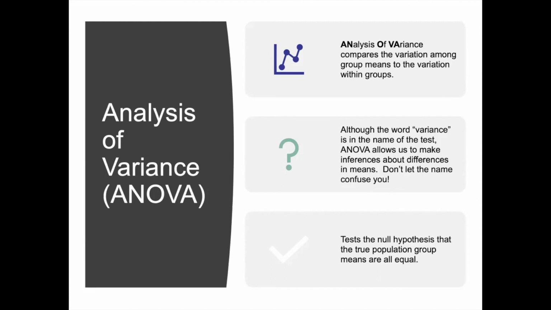Now, don't let this term analysis of variance fool you. This is not a comparison of variances across our samples, but it is in fact a comparison of the means across our samples, just like our two-sample t-test was, but in this case, we're comparing across more than two samples. When we perform an ANOVA, we test a single null hypothesis that all of the true population group means are equal to one another.